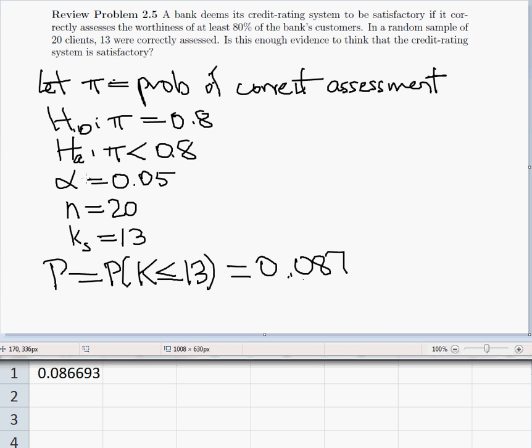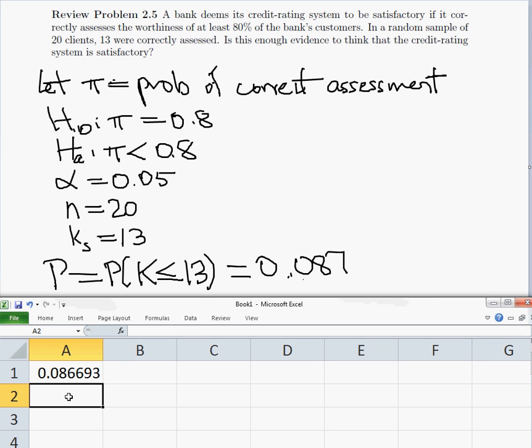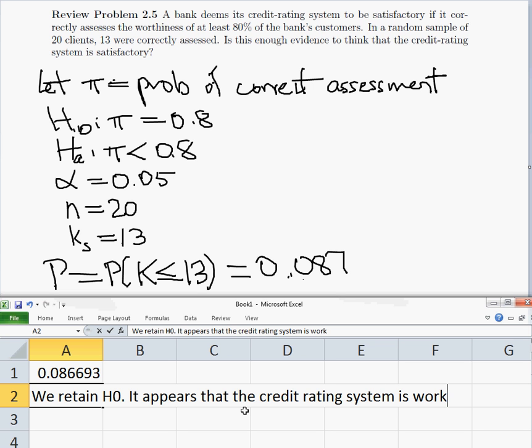So this number is bigger than alpha, and so, to save myself the trouble of writing this, I'll type it out. We retain or fail to reject the null hypothesis. We do not have enough information to reject the null hypothesis because the p-value is bigger than alpha. So it appears that the credit rating system is working satisfactorily.